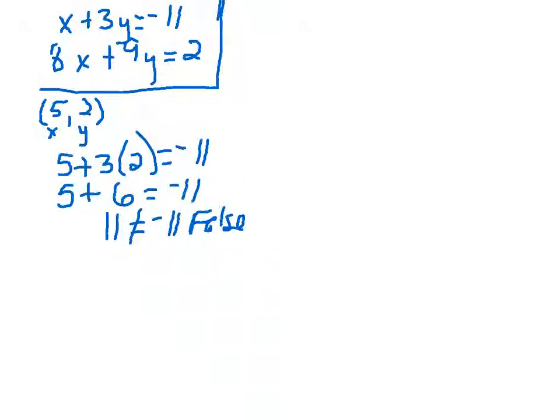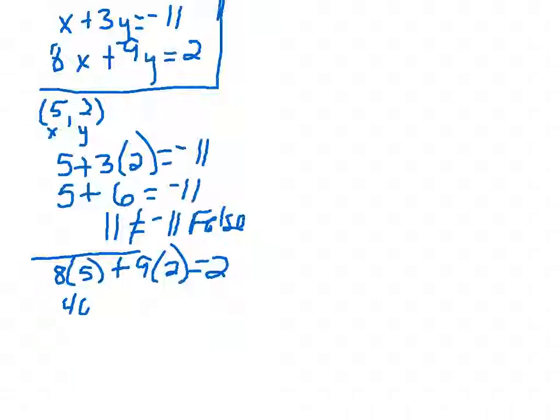All right, let's try the bottom equation. We have 8 times, what's our x value? 5, plus 9 times 2. That's not even close. All right, I can already tell. 40 plus 18 does not equal 2. Bad.